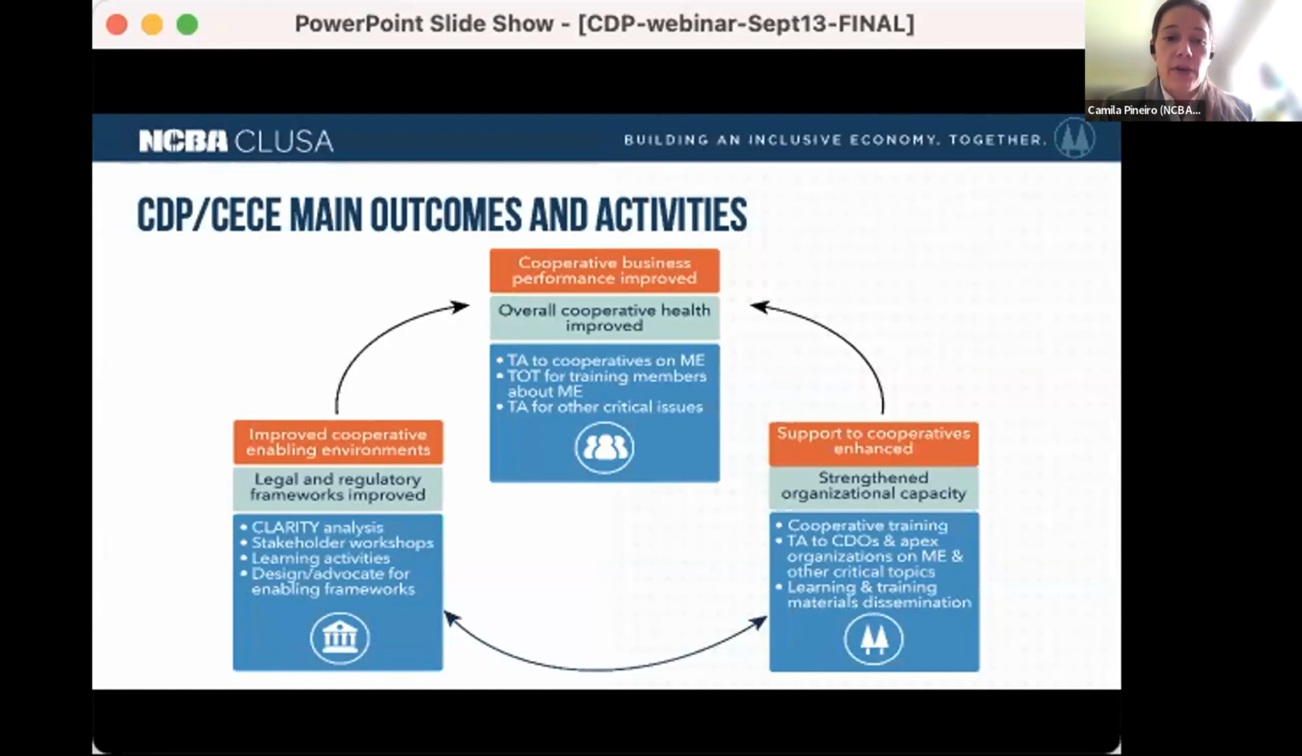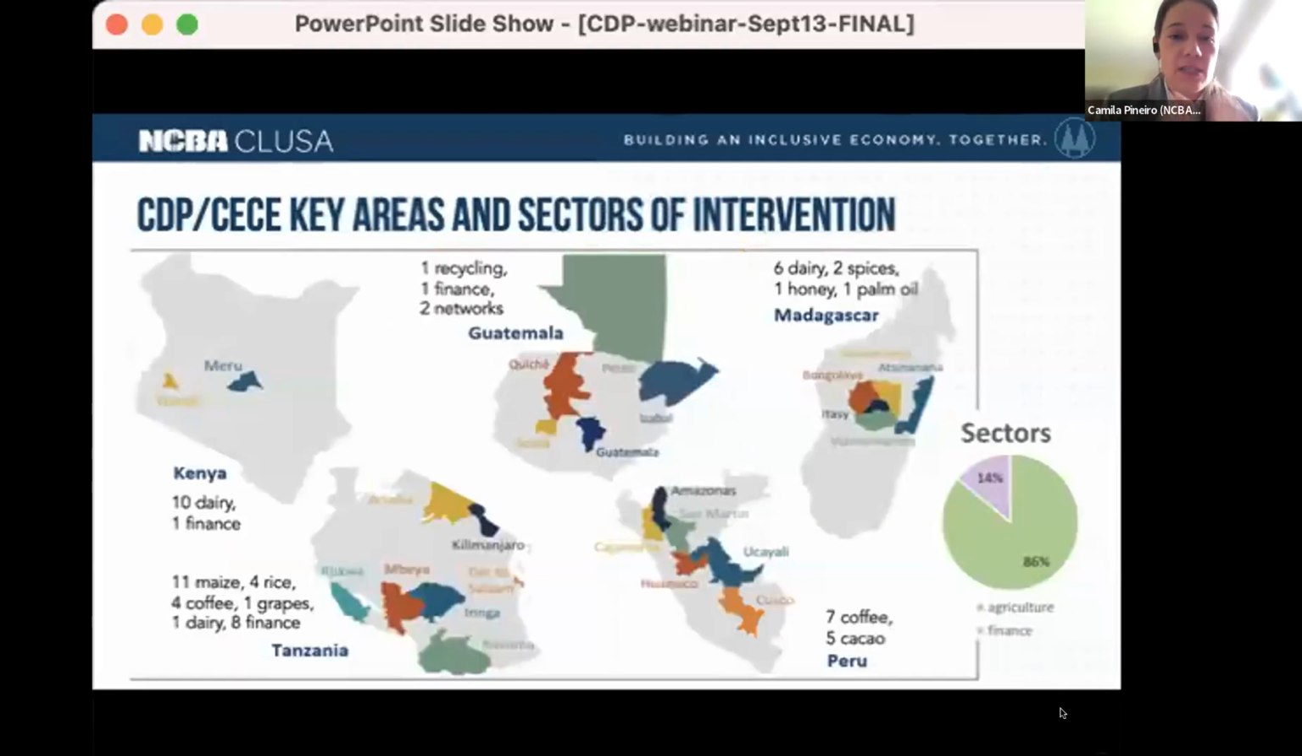For the other objective around the enabling environment, we focused on cooperative legislation and working with other entities that had regulatory roles too. And for that, you will be hearing more about Clarity. That was the starting point, and then we did everything related to facilitating the process to reform cooperative legislation. Very quickly, I'm just going to show the areas where we work and the value chain. To highlight, of those 64, 86% were farmer cooperatives, and the rest were finance, so savings and credit cooperatives.